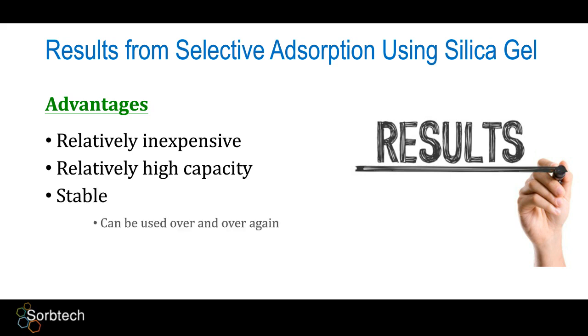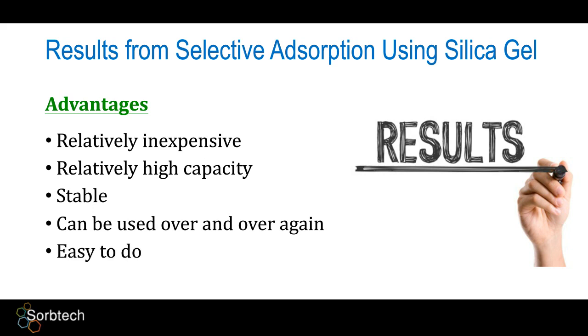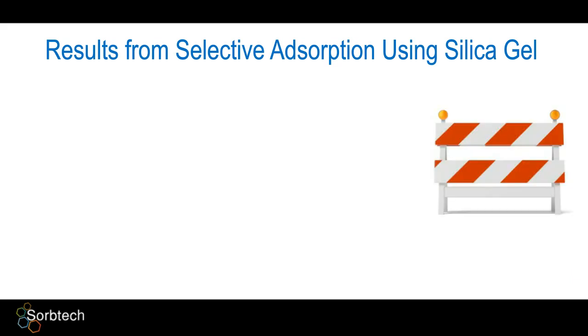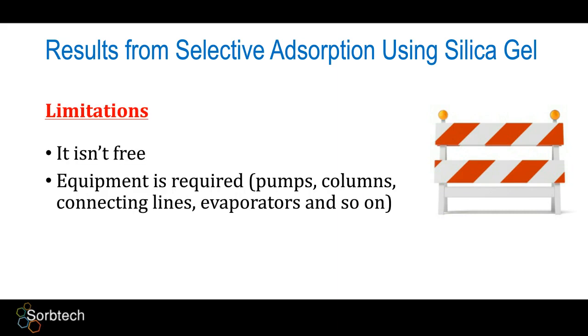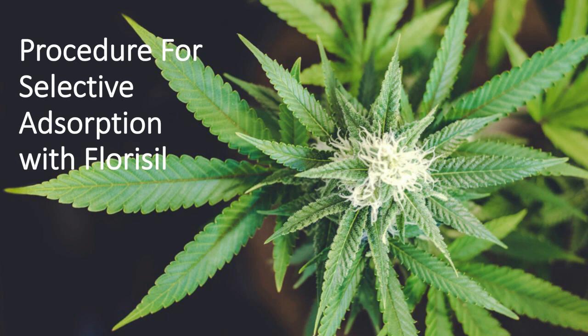and it can be reused over and over again if you protect it from water and wash the column out properly each time. And it's pretty easy to do. So the limitations are, well, it's not free, but it's not that expensive either, and equipment is required as well as trained personnel. So now let's look at the procedure for selective absorption with Florisil.